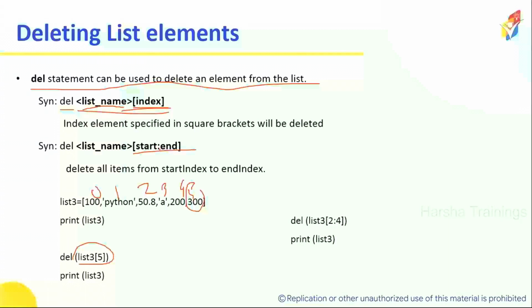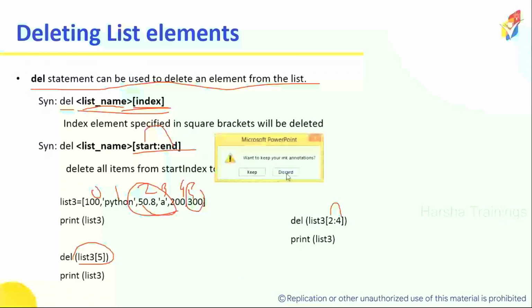If I want to delete many elements, I will use the starting index to the ending index. Here, I want to delete the elements from second index to fourth index. What is second index here? 2 to 4. These elements will get deleted. Shall we demonstrate them with the Jupyter notebook? Let me demonstrate these three operations.